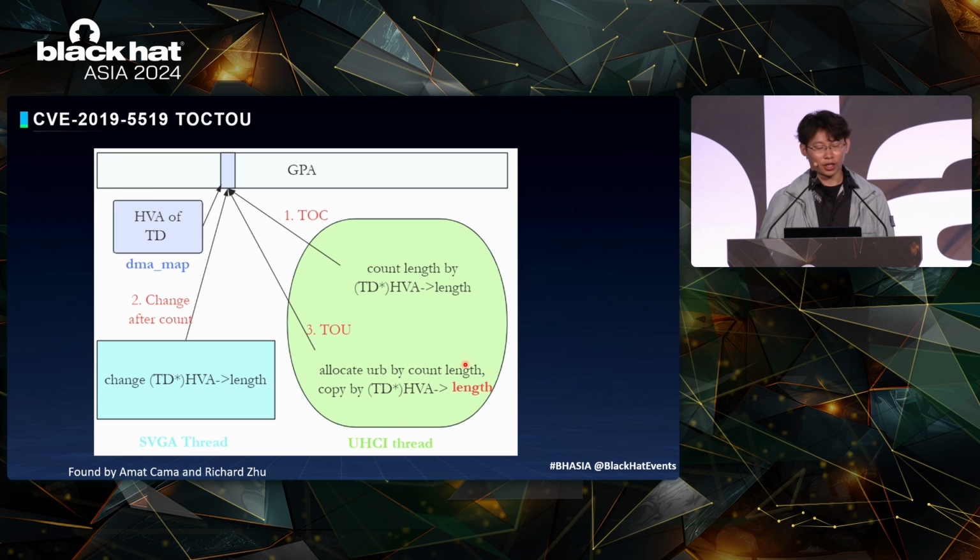In the UHCI thread, it reads the length field of the TD structure by HVA and calculates the total length of the TD structures. Then it allocates the URB structure by the counted length and reads the length field of the TD structure by HVA again. The SVGA thread is the implementation of the virtual graphics card in the VMX process. It can access guest physical memory at the same time. If we use the SVGA thread to modify the length field of the TD structure at the same time, then after the UHCI thread has finished counting the length, when the UHCI thread accesses the TD structure a second time, it will read the modified length. So we call that a heap overflow.